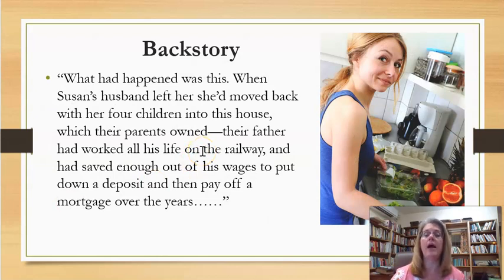Backstory, and what I love about this, and this is why this is related to the escalation sequence, is Claire tells us what happened between she and Susan. She starts to do this right at the escalation. As soon as Susan is on the scene and is getting ready to reject her, she says, "What had happened was this. When Susan's husband left, she had moved back with her 4 children into this house, which their parents owned. Their father had worked all his life on the railway and had saved enough out of his wages to put down a deposit and then pay off a mortgage over the years." So she tells us a little more, but this is the point of contention between them. Who lives in the house, who feels entitled to it, and who feels that she should be paid back because she's not living in the house.